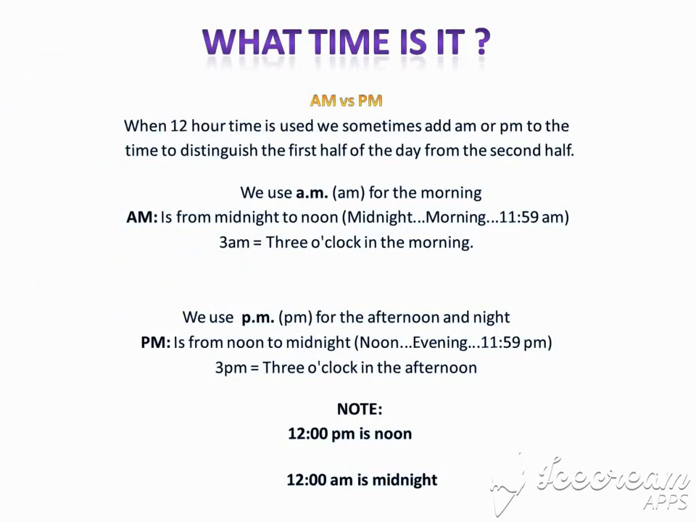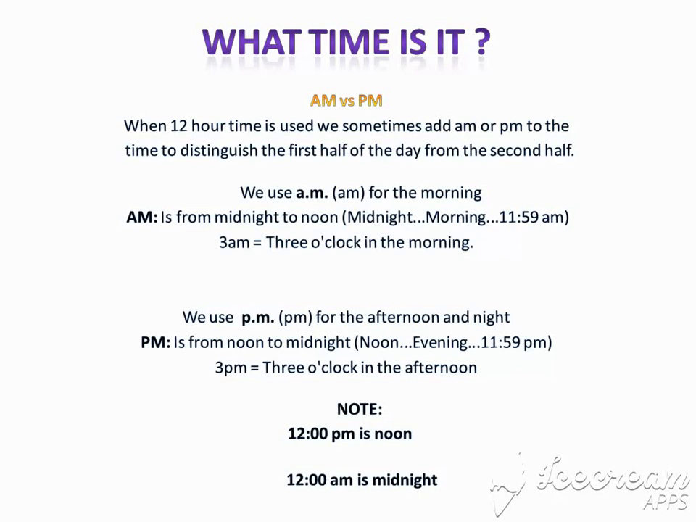AM versus PM. When 12-hour time is used, we sometimes add AM or PM to the time to distinguish the first half of the day from the second half of the day. We use AM for the morning. AM is from midnight to noon. For example, 3 o'clock in the morning.